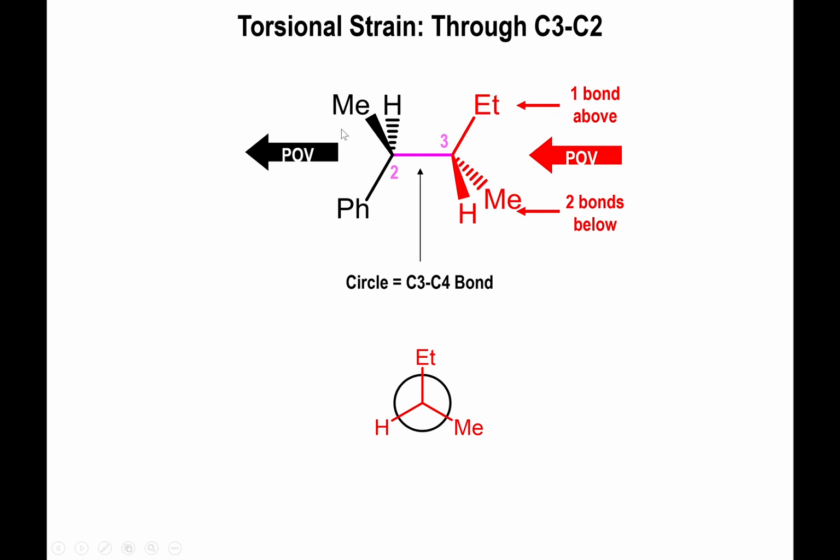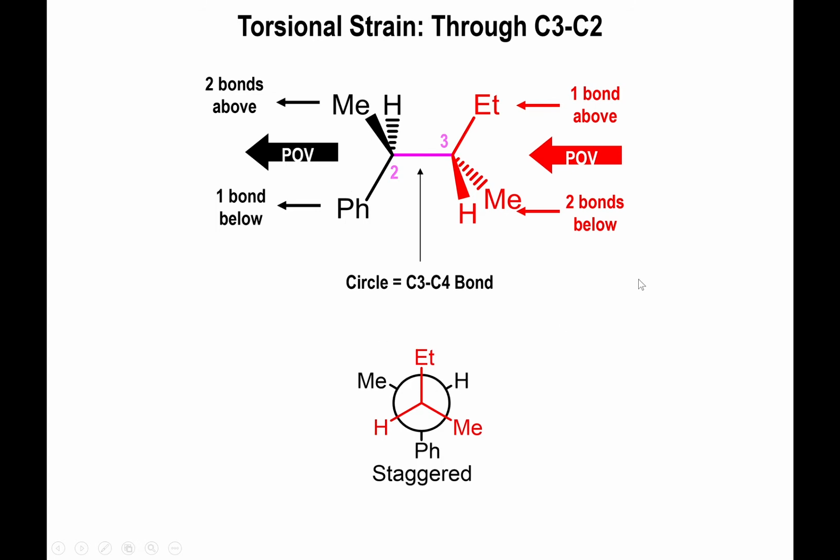Now on the back portion, from the point of view, which is the carbon 3 to carbon 2 bond, you have 2 things above and 1 thing below. So on the back, you're going to have your Y up structure.